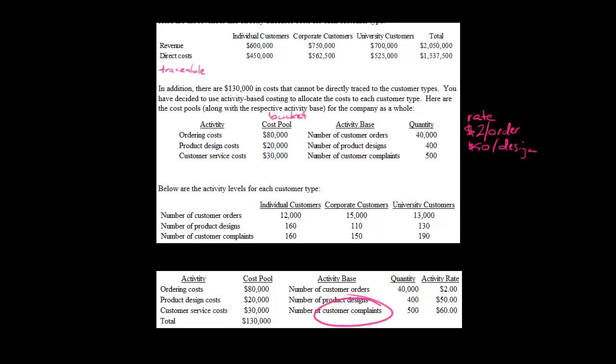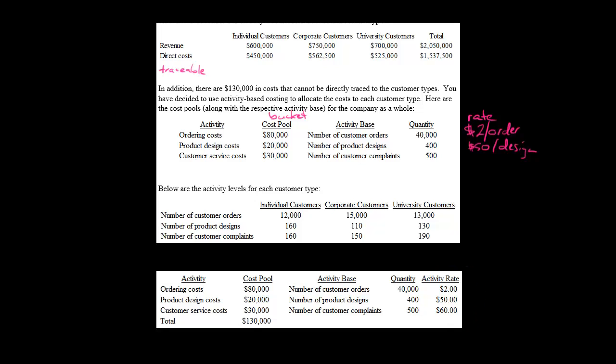That customer complaints go up, there's more costs driven in terms of customer service, and there should always be a cause and effect relationship here between these activities and the costs. Okay, if there's no cause and effect relationship, that undermines the entire purpose of what we're doing. So 500 customer complaints, 30,000 in customer service costs. That's $60 every time there's a customer complaint. So now we've got our activity rates.